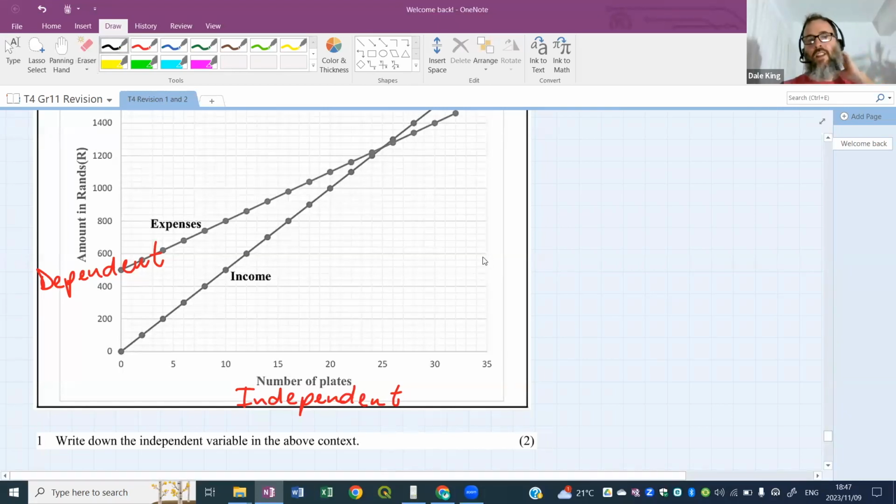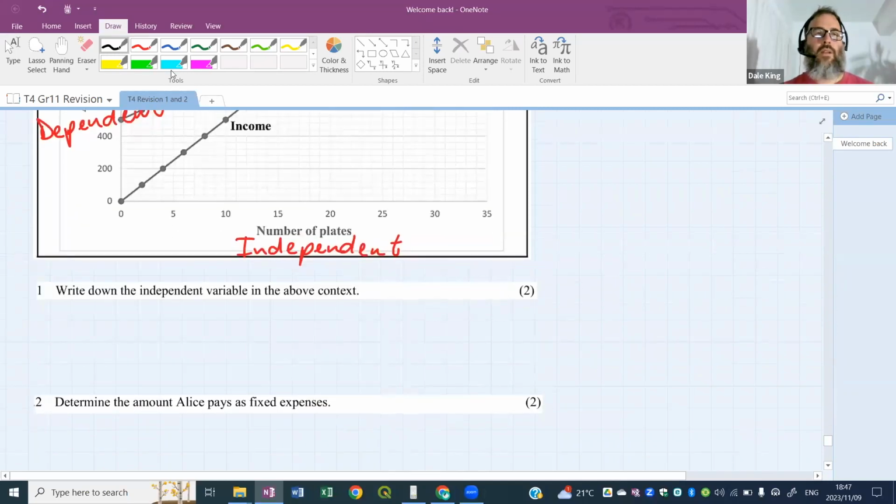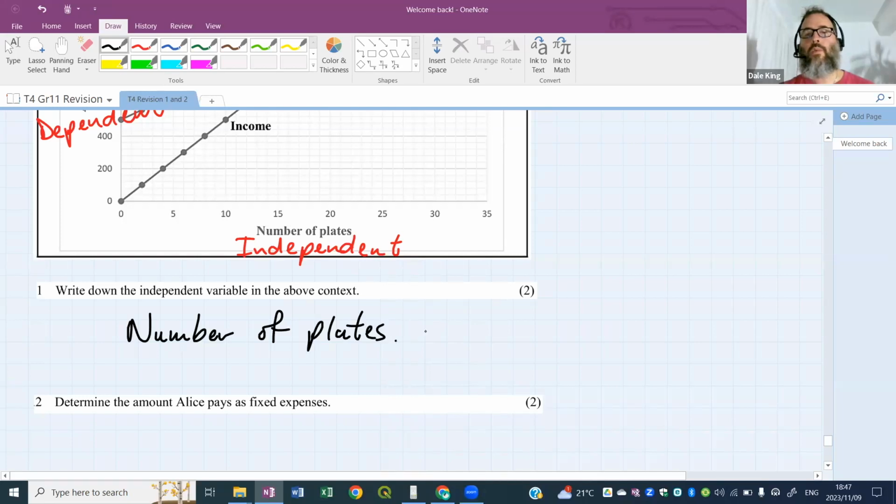So the rand value depends on the number of plates sold, but the number of plates sold doesn't depend on the rand value. So the plates are independent. They don't depend on anything. The rand depends on the plates. So the number of plates is the independent variable. You have to work out which one depends on which.